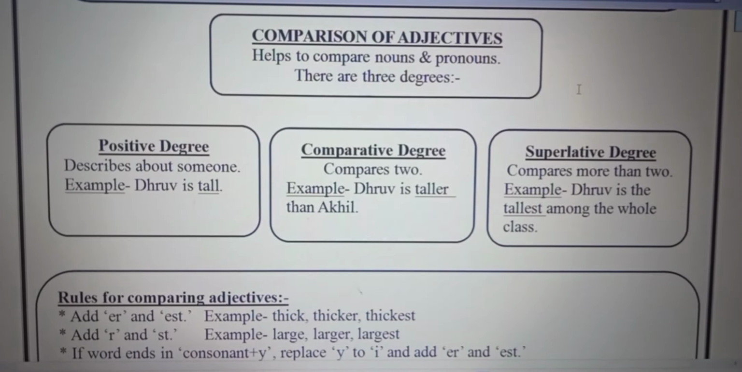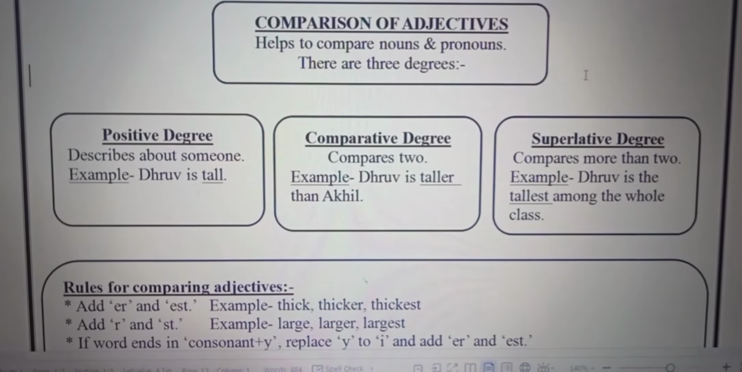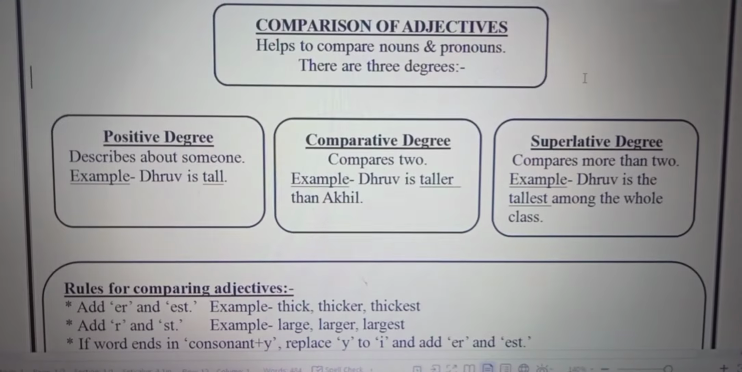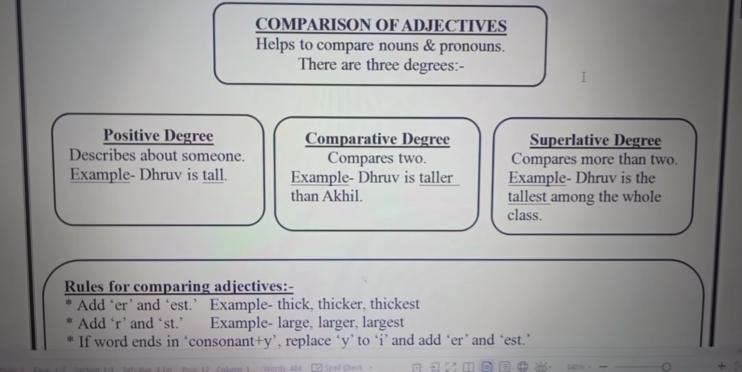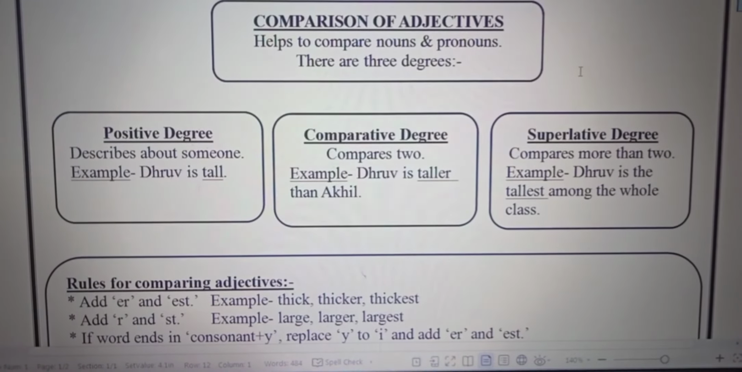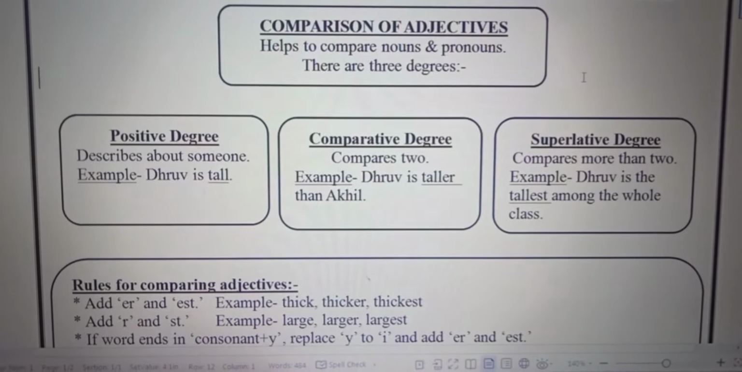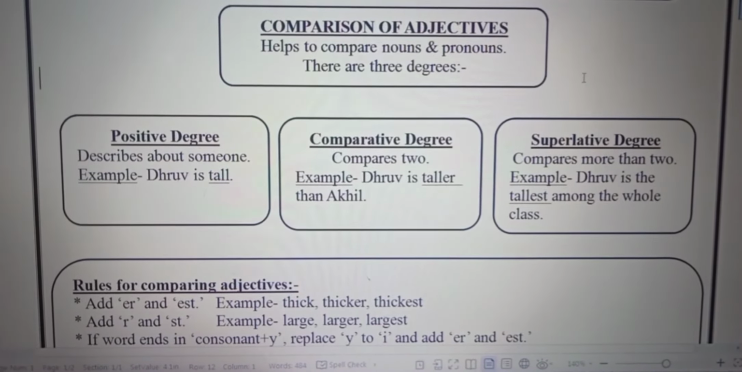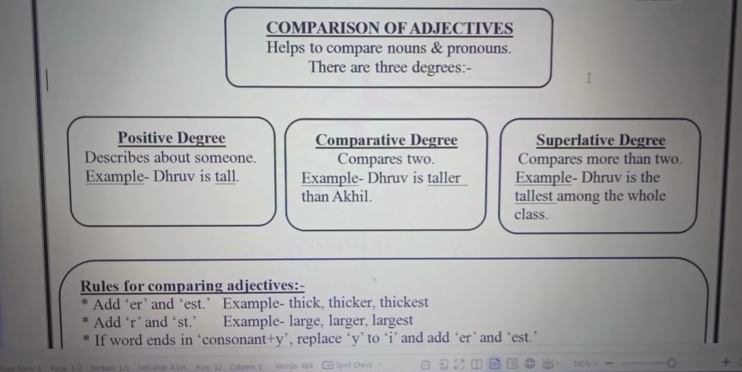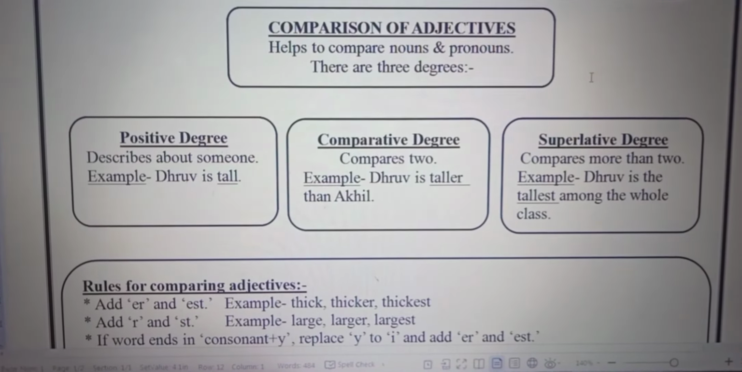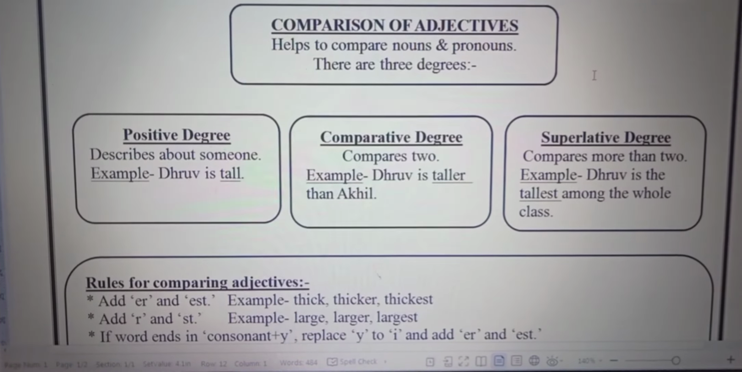Now comparative degree compares two nouns or pronouns. In an example, you can see Dhruv is taller than Akhil. So here we are comparing the nouns Dhruv and Akhil. Then third degree is superlative degree, in which we are comparing more than two nouns or pronouns. Example, Dhruv is the tallest among the whole class. So here we are comparing Dhruv to all the classmates, that he is the tallest.